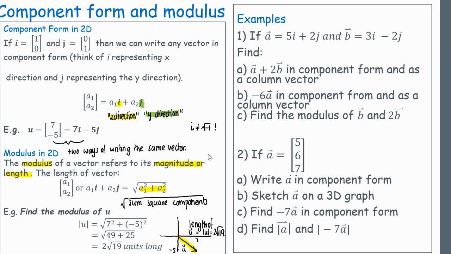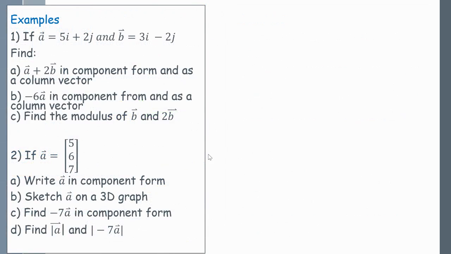Okay, so we know our two concepts. Let's look at some examples. The first one is in two dimensions. If we have a vector a equals 5i plus 2j and b equals 3i minus 2j. Firstly, I want to write a plus 2 times vector b in both component form and as a column vector.